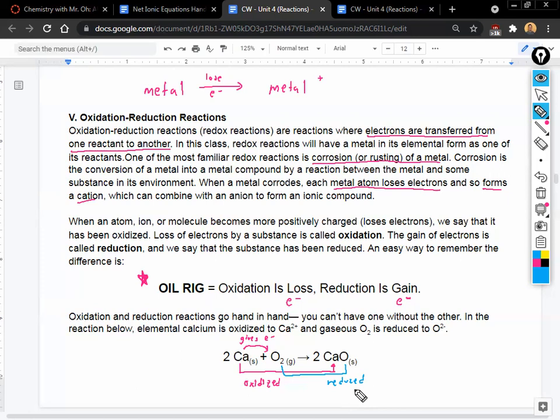Now we're going to look at a couple of rules that allow us to see which reactant is being oxidized and which one is being reduced. Any questions so far? I know this is kind of weird. Again, just keep in mind OIL RIG: oxidation is loss, reduction is gain.